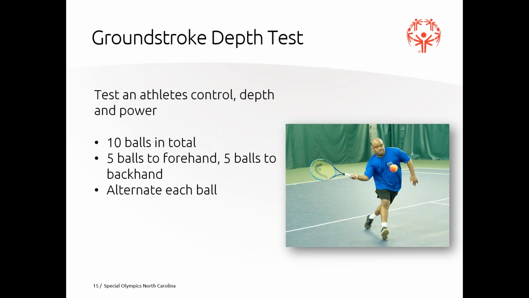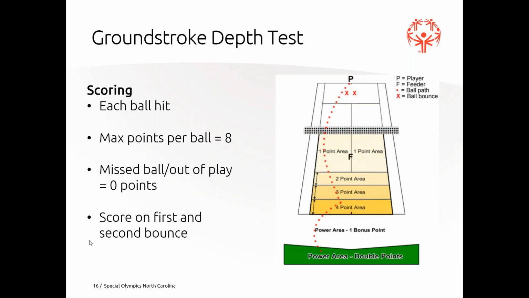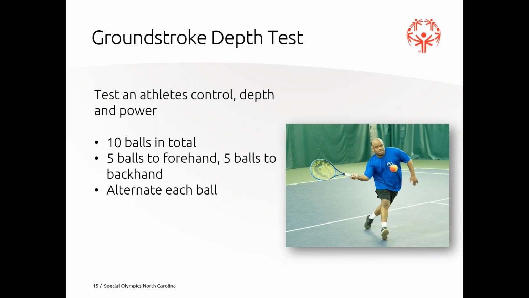There should be 1 feeder in the middle of the court on the other side of the net. This person will feed the ball to the athlete, alternating between their forehand and backhand until all 10 balls are hit. There should be 1 scorer who is recording the points based on the bounce of the ball, and there should be another ball spotter who helps the scorer locate the bounce of each ball.